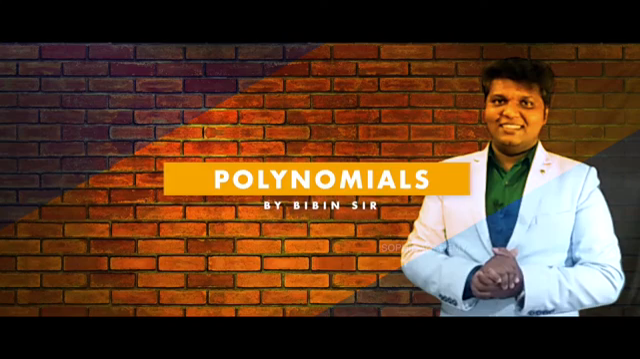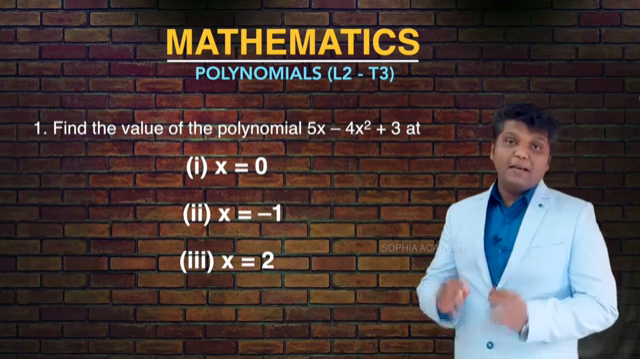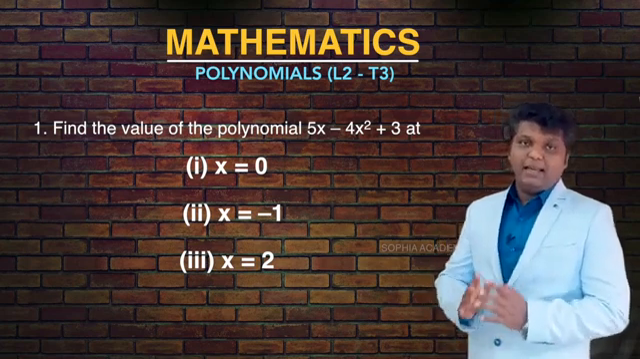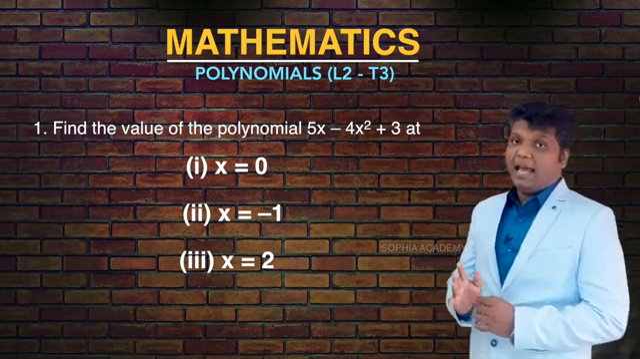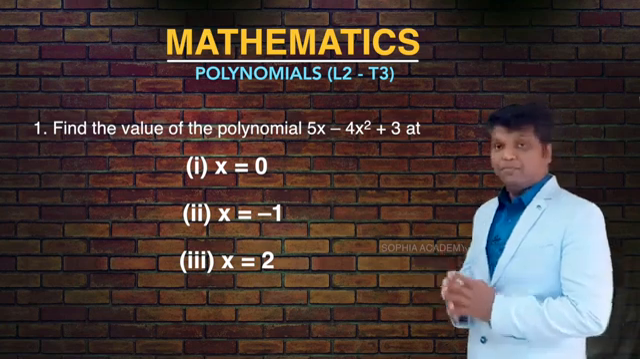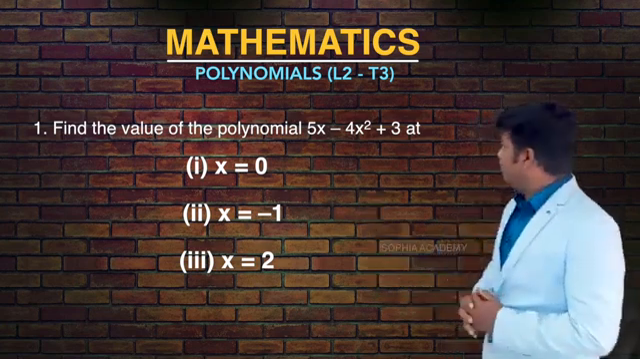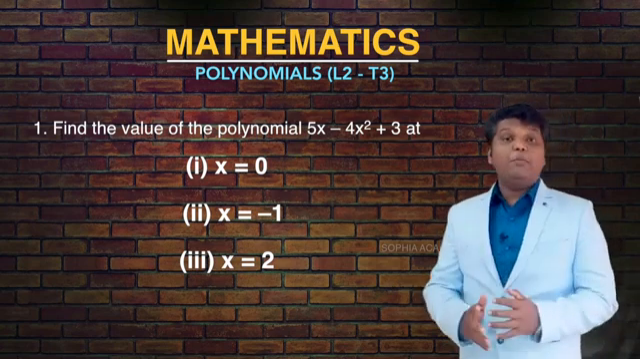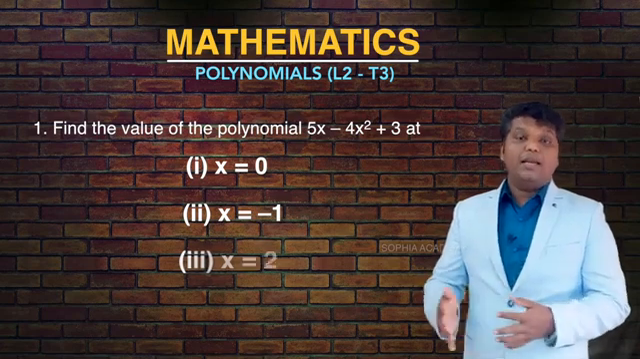Question number 1. Find the value of the polynomial 5x minus 4x squared plus 3 at x is equal to 0, x is equal to minus 1 and x is equal to 2. So here you can see a polynomial is given, 5x minus 4x squared plus 3. That is the given polynomial and we have to find different values for x.